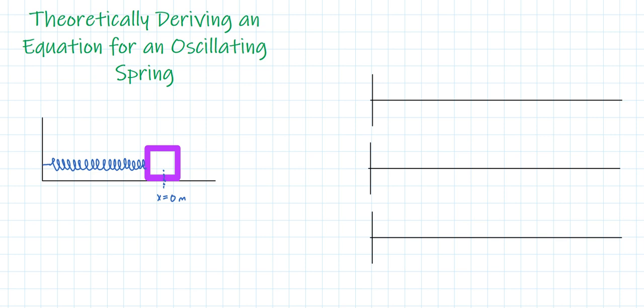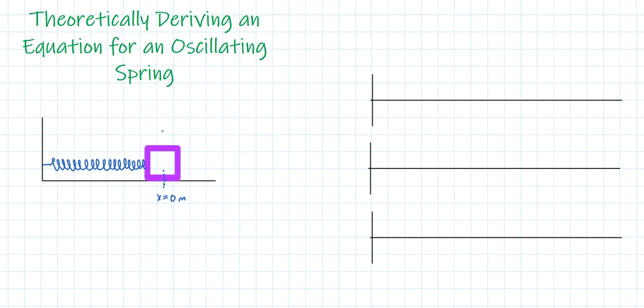Welcome to this video on theoretically deriving an equation for an oscillating spring. Now, what we have here is a spring that's attached to a box, and the box is the object that we're focusing on here. The mass of the spring is negligible compared to that of the box. And what we're going to take a look at here is if we can come up with an expression for all the kinds of motion, or many different descriptions of the kind of motion for this oscillating box.